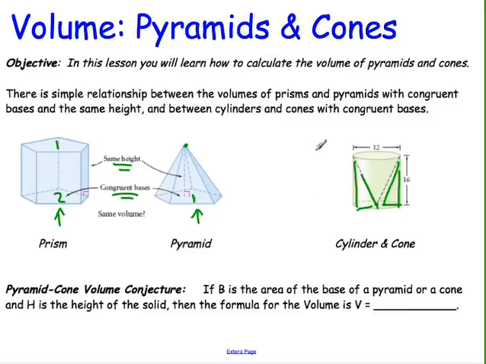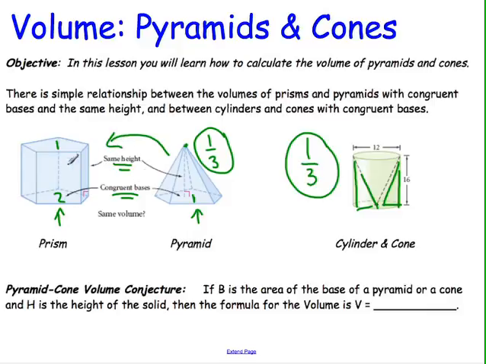And in fact, that's true: a cone is only going to take up 1/3 the volume of a cylinder. The same thing is actually true for a pyramid; it takes up exactly 1/3 the volume of its associated prism. So if B is the area of the base and H is the height, and usually I'll use a lowercase h, the formula is simply volume equals 1/3 the area of the base times the height.